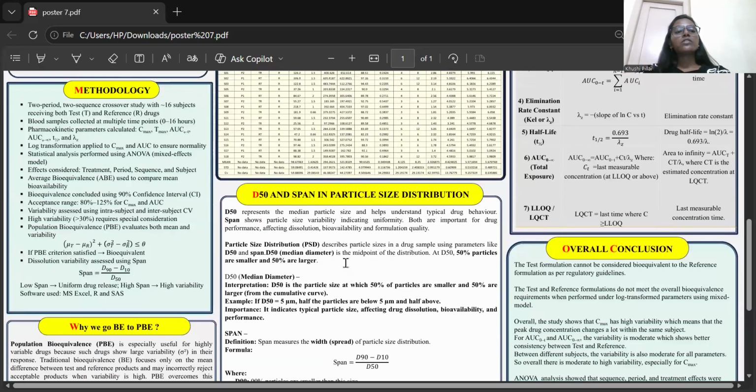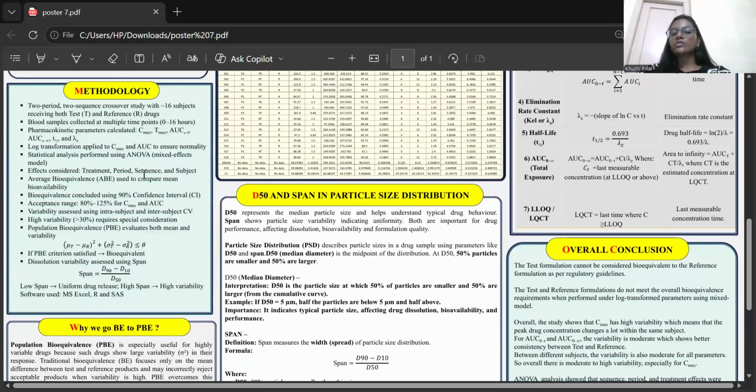And while looking at methodology, it is a two-sequence crossover study with 16 subjects receiving both test as well as reference drug, and blood samples were collected at multiple time points, that is 0 to 16 hours. We have estimated pharmacokinetic parameters such as Cmax, Tmax, AUC 0 to T, AUC 0 to infinity, T half, which is half time, and lambda z, which is the elimination rate constant. So effects considered are treatment, period, subject, and sequence, whereas ANOVA is used to compare mean bioavailability.